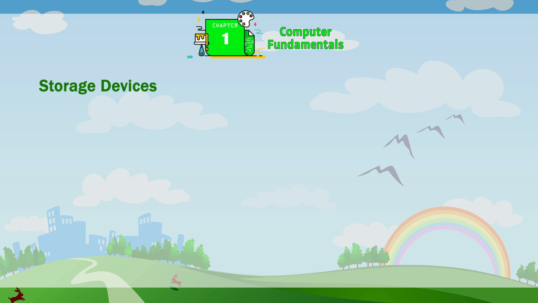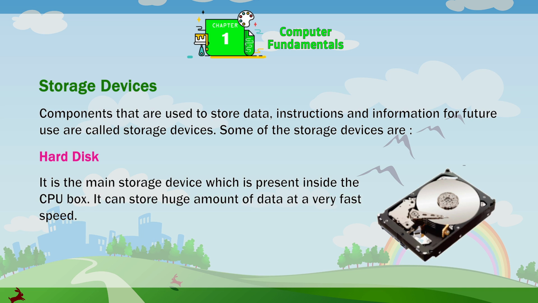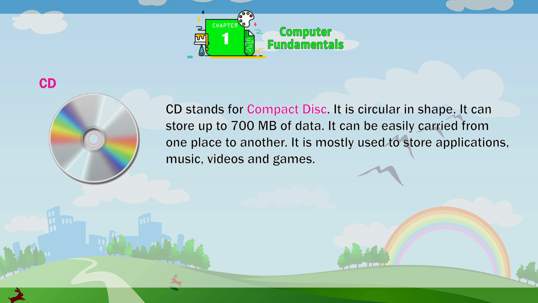Storage devices. Components that are used to store data, instructions, and information for future use are called storage devices. Some of the storage devices are hard disk. It is the main storage device which is present inside the CPU box. It can store a huge amount of data at a very fast speed. CD. CD stands for compact disc. It is circular in shape. It can store up to 700 MB of data. It can be easily carried from one place to another. It is mostly used to store applications, music, videos, and games.